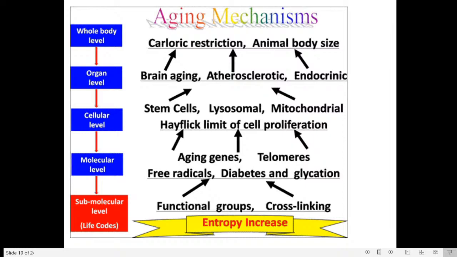In this, stem cells, lysosomes and mitochondria are also activating their pathways, and that activates brain aging, atherosclerosis and endocrine changes. So the body size becomes reduced after a particular age. Then caloric restriction is also there. These are all the aging mechanisms.